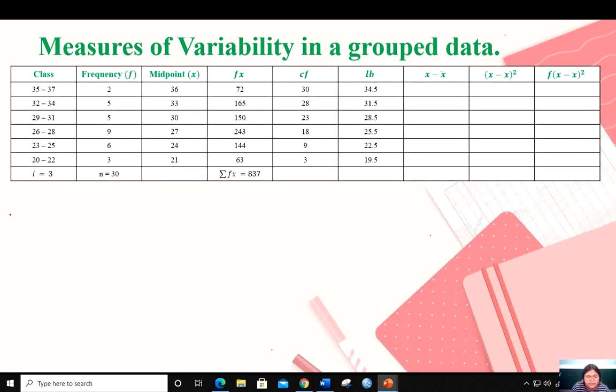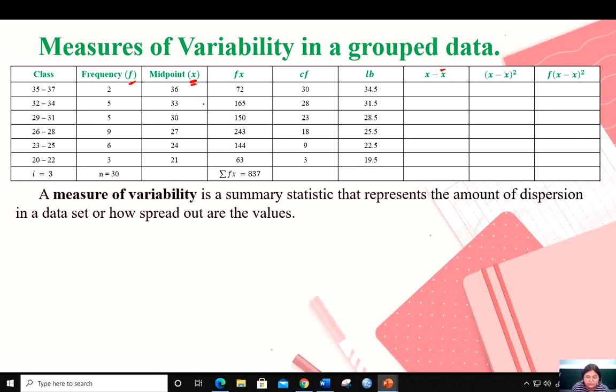So as you can see, our second objective is we are going to create an FDT regarding the measures of variability. So as you can see, meron tayong additional 3 column. Yung first additional is we're going to subtract the midpoint to the mean, and we're going to square it, and after we square it, we are going to multiply it to our frequency. Okay po. Kasi kailangan natin yung first 3 column to get the measures of variability.